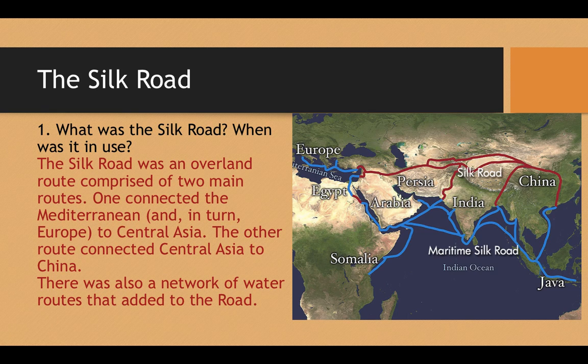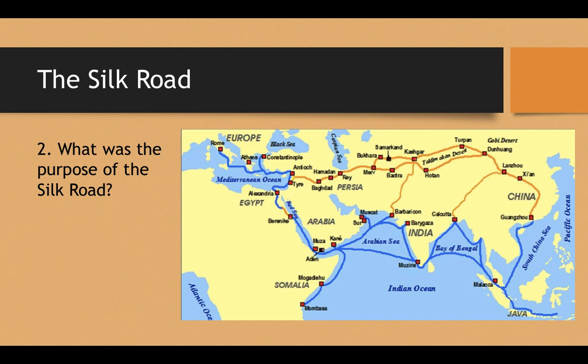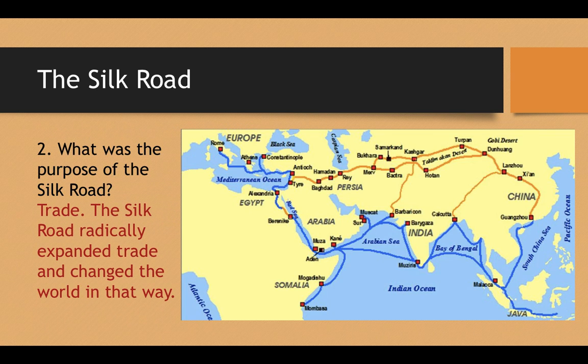A major purpose of the Silk Road was not just travel, it's not like people wanted to go on vacation, but the main purpose was trade. And this was in use for over a thousand years. It was in use from 120 BC until 1450 AD. All right, as I said, the purpose of the Silk Road was trade. The Silk Road radically expanded trade, and it changed the world in that way.